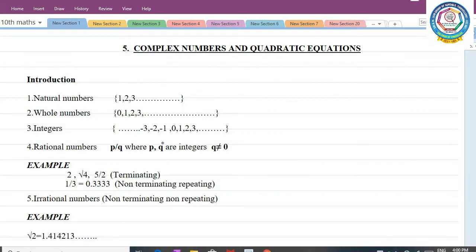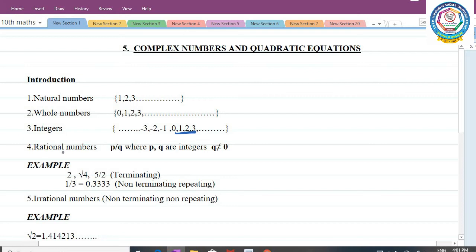Today's topic: complex numbers and quadratic equations. Before we start complex numbers, we are going to recall the types of numbers we learned in earlier classes. First, natural numbers: the natural numbers start from 1, 2, 3, 4 and so on. Next, whole numbers: whole numbers start from 0, 1, 2, 3, 4 and so on. Next, integers: integers are the negative numbers together with the whole numbers. It is called integers.